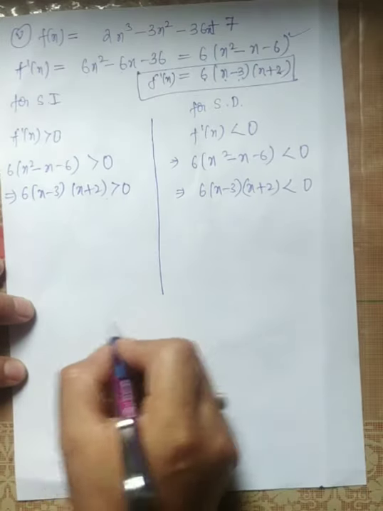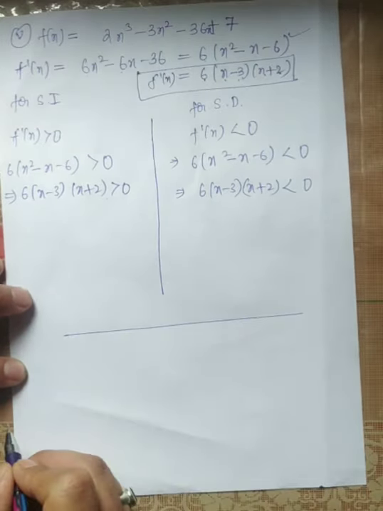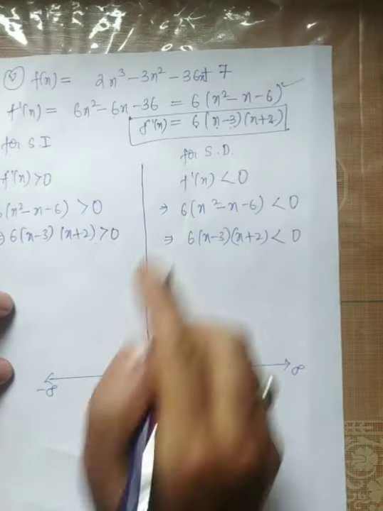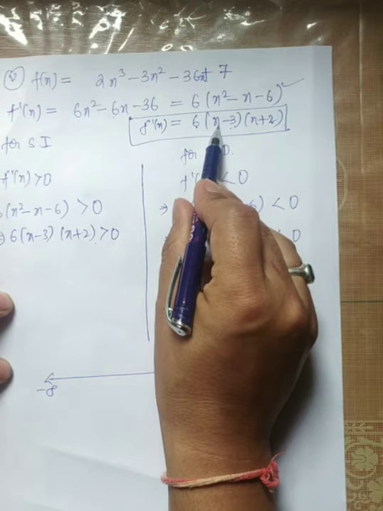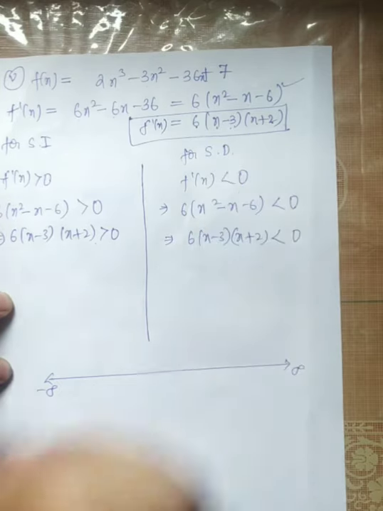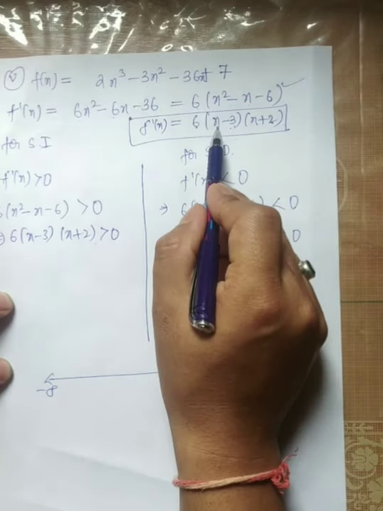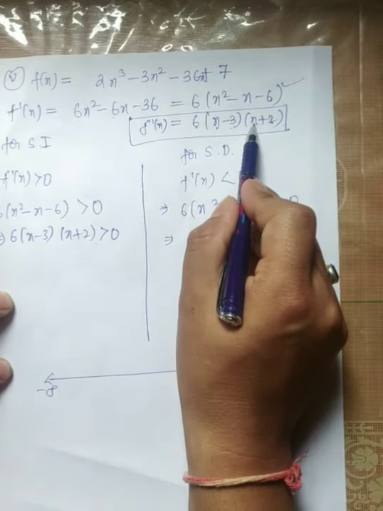Okay, so for this you make a number line. This is plus infinity, this is minus infinity. Now go back to the value of f dash of x. It is 6 into (x minus 3)(x plus 2). Now at what values of x are we getting zero? At x equals 3 and at x equals minus 2.